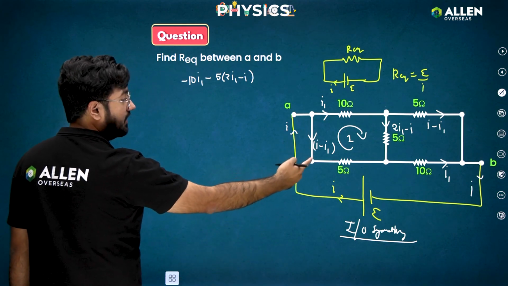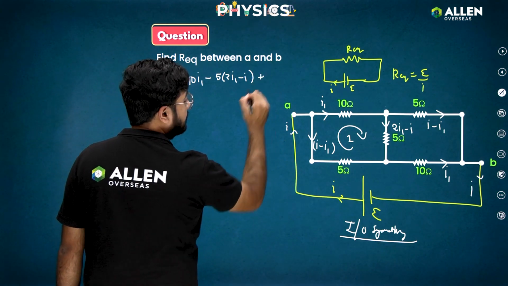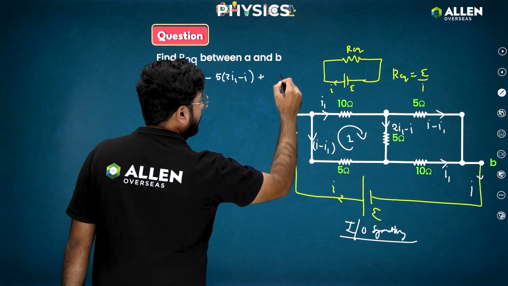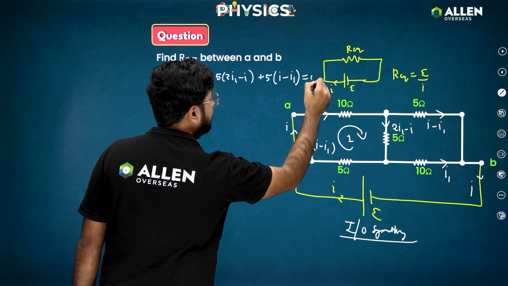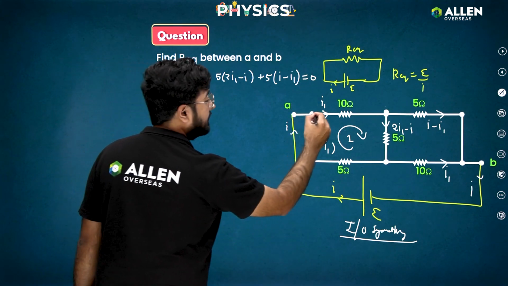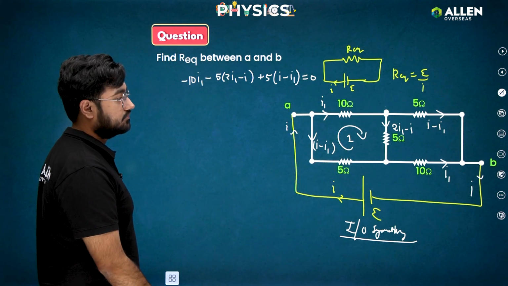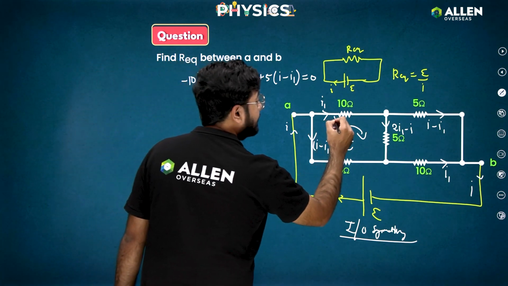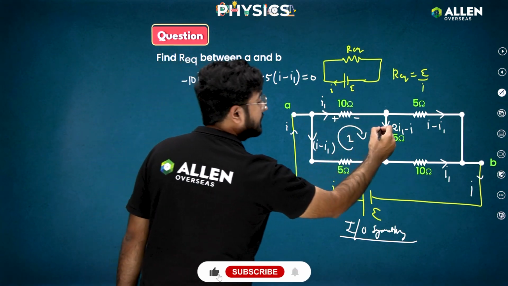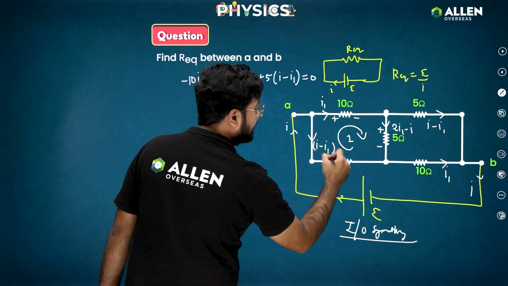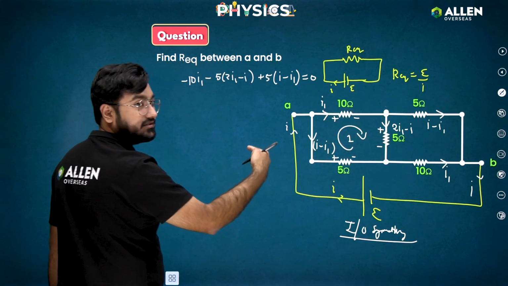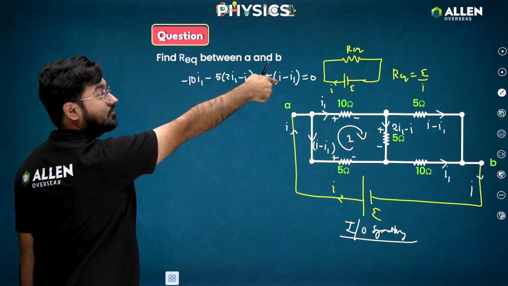Then we have plus 5(I minus I1), this thing is equal to 0, right? In this loop, check, current is like this, high potential to low potential, current is like this, high potential to low potential, minus. Minus, current is like this in this case, but I am going in the opposite direction, low potential to high potential, so it will be positive.